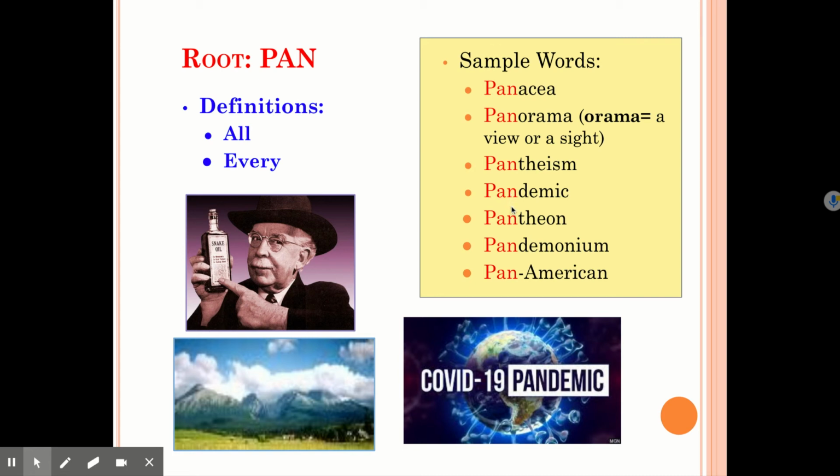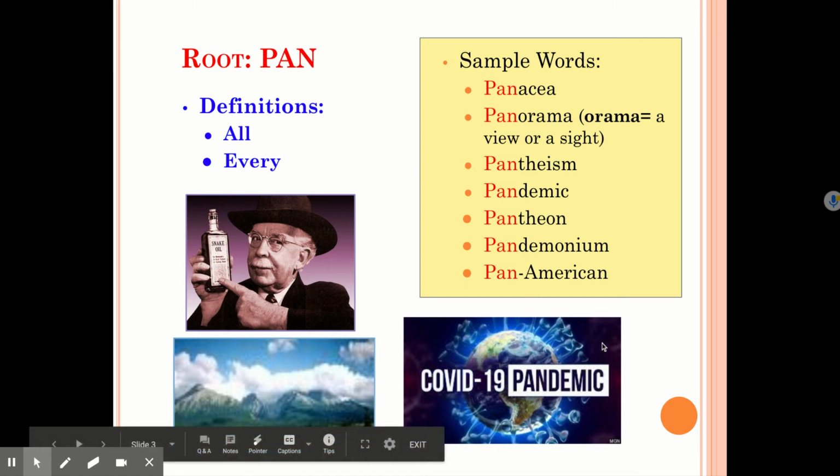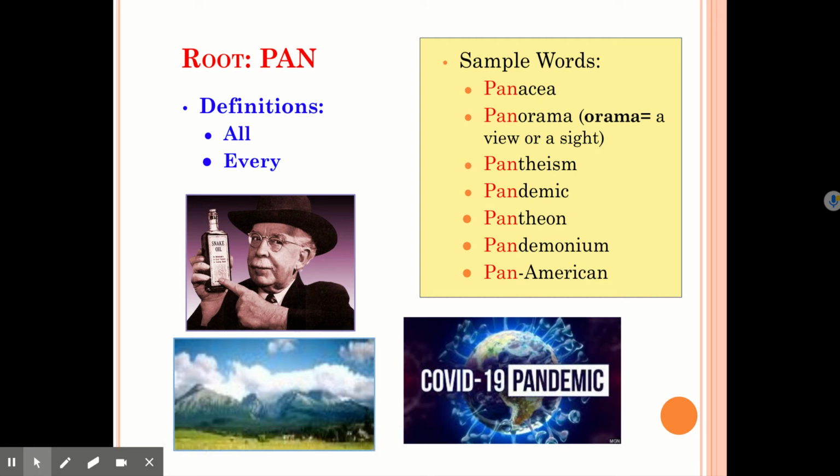And then now we are all too familiar with the word pandemic, which is a disease that affects people all over the world. So we know that COVID-19 is a pandemic that has affected everyone in the world, no matter what age, religion, gender, location, country. It affects everyone. Then we have pantheon, all the gods of a particular people or nation.